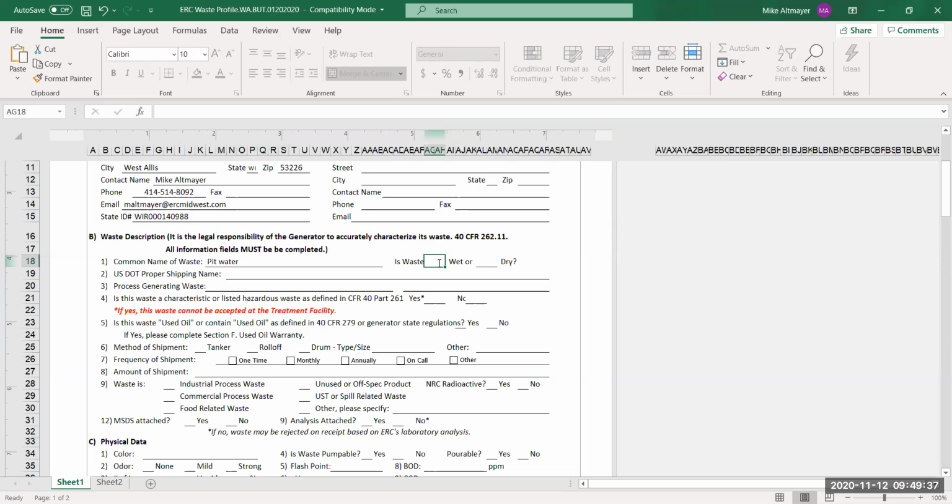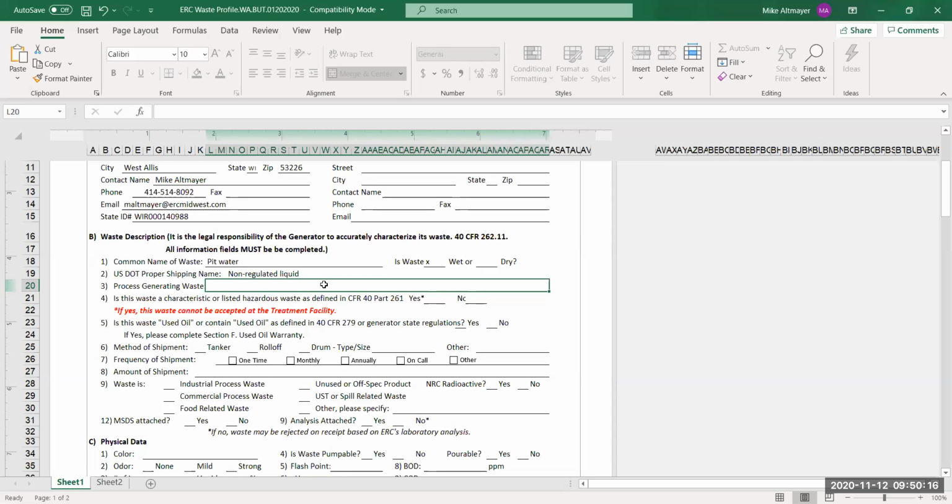Is the waste wet or dry? It's wet. US DOT proper shipping name: I typically go with non-regulated liquid. You could also say non-regulated solid, or non-regulated material. When we're dealing with non-hazardous wastes, there is no set description for the waste itself. You only get into actual shipping descriptions that are particular when you're talking about hazardous waste. So we have some leeway with how we describe the DOT proper shipping name.